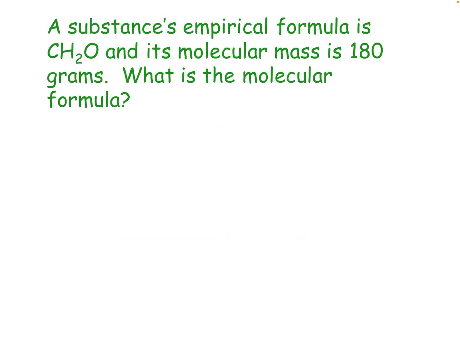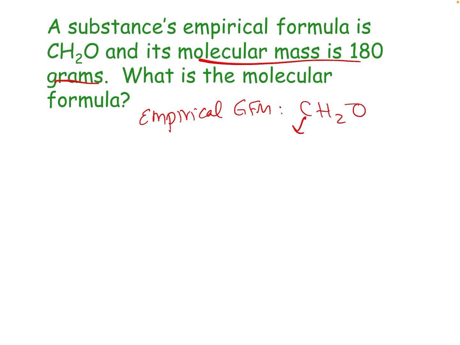Okay. The substance's empirical formula is CH2O. So I was provided that this time. That's nice. And its molecular mass is 180 grams per mole. What is your molecular formula? Okay, so the first thing we need to do is find the empirical GFM, because this is the molecular GFM. So we have CH2O. So we go to the periodic table. C is 12. H is 2 times 1. 1 is the mass. There are 2 of them. O is 16. Add them up, and your empirical GFM is 30 grams per mole.